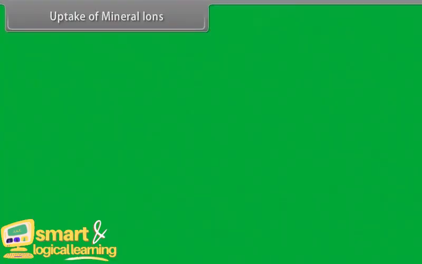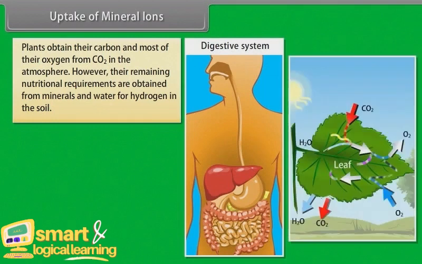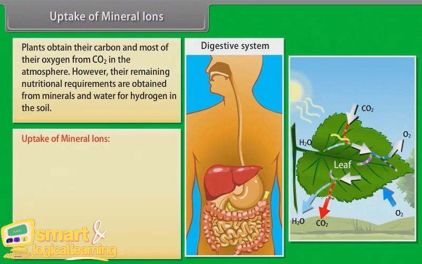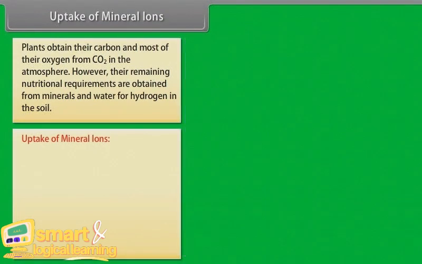Uptake of mineral ions. Friends, as we all know, plants do not have teeth and digestive organs like us. They obtain their carbon and most of their oxygen from CO2 in the atmosphere. However, their remaining nutritional requirements are obtained from minerals and water for hydrogen in the soil. Let us first know how they take up mineral ions.